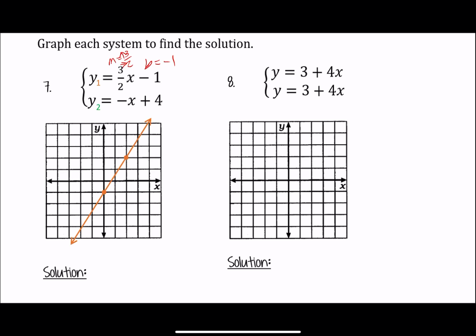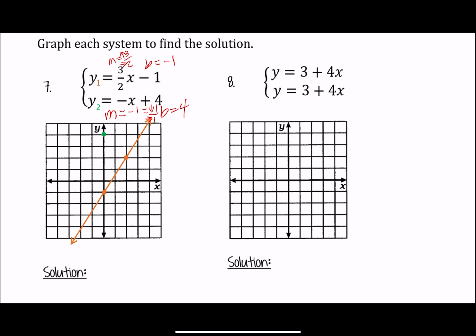We're going to do the same thing with y2. Our y-intercept for this is 4, which means we plot our y-intercept at 0, 4. Our slope for this is not -x. -x is not a number. Our slope for this is -1, meaning we're going to go down 1 and always to the right. In this case, it'll be a 1.